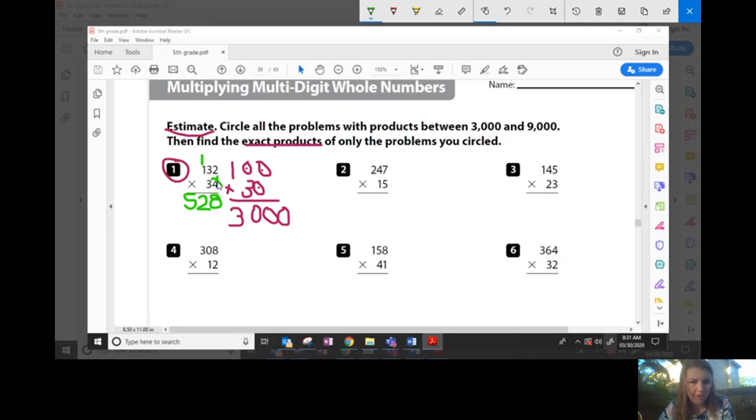Now I'm done multiplying with my ones. So I'm going to put a 0 here in my second partial product because now I'm going to be multiplying with 3 tens, and all of my products when I multiply with tens are going to end in a 0.